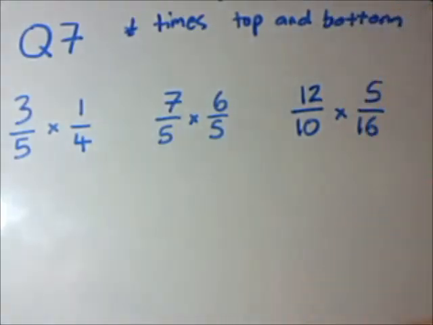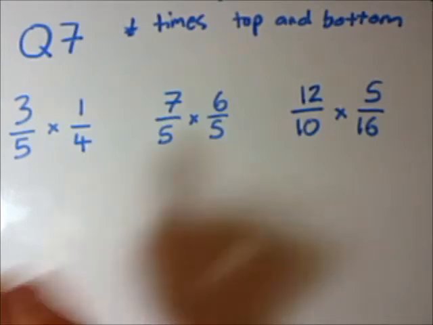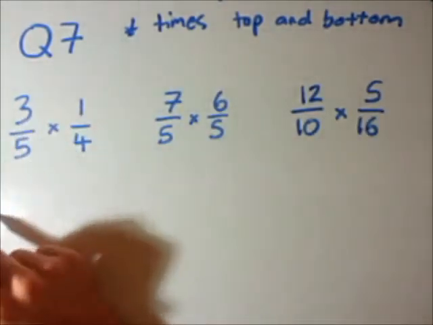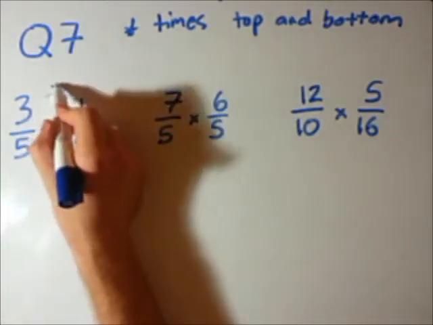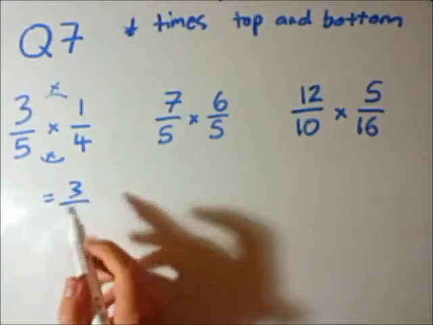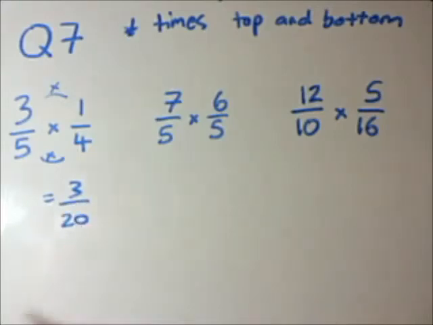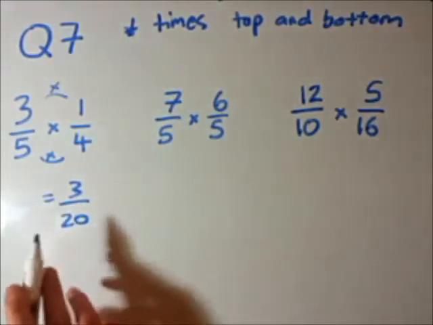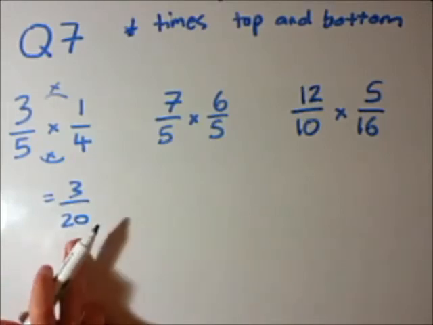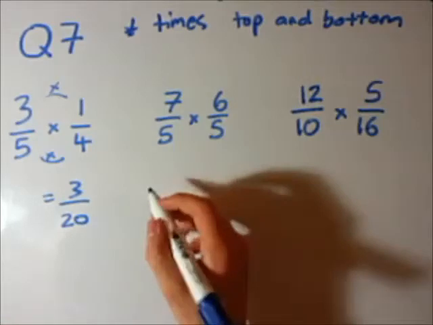I've got ugly handwriting, don't I? There we go. So what does this mean? Well, let's have a look. The top, you times the top, 3 times 1 is 3, times the bottom, 5 times 4 is 20. There we go. How easy is that? Now, is that in simplest form? Always check that. Well, this one is. Okay, let's have a look at the next two.